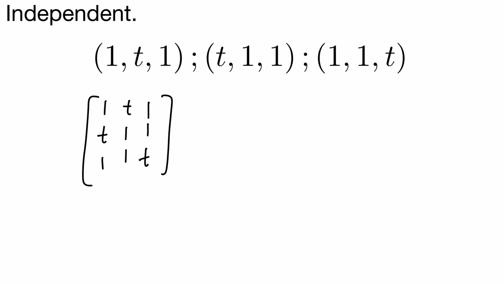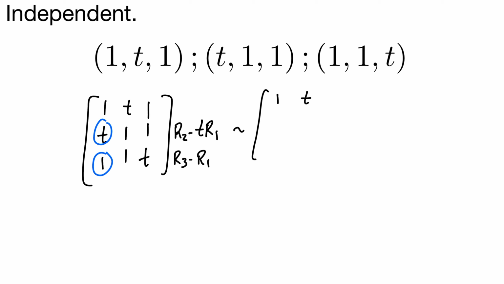Now that we've written the vectors column-wise, I want to make these entries 0. So I'm going to take row 2 minus t row 1. And here I'm going to take row 3 minus row 1. Continuing on here, I'm going to end up getting 0. This will be 1 minus t squared. This will be 1 minus t. And this will be 0, 1 minus t, and t minus 1.